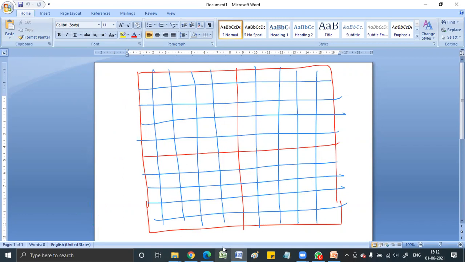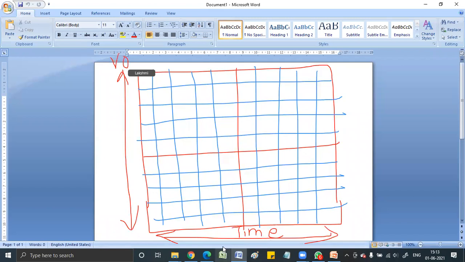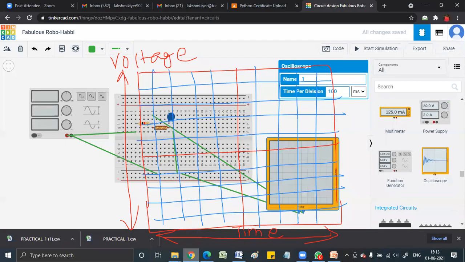Now, if I say the vertical denotes the voltage. So vertical denotes the height. That is, this is the voltage. And this horizontal denotes the time. Okay, and this denotes the voltage. So if I say that in Tinkercad, if you see, so I'll just move to Tinkercad. If you see, it's written over here in that yellow, voltage, vertical and horizontal time. Can you see this?